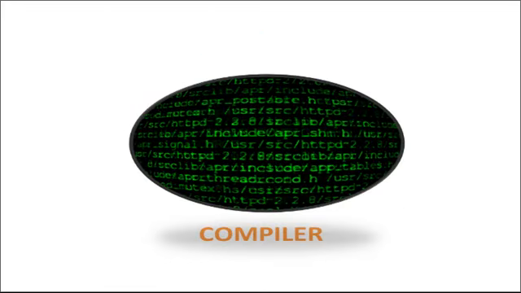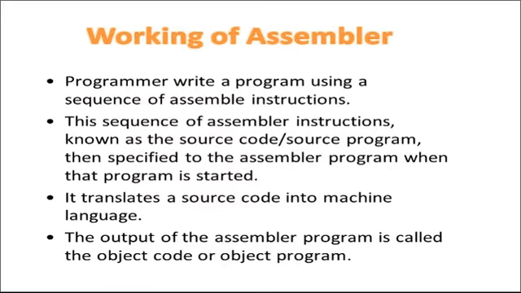How does the assembler work? The programmer writes a program using a sequence of assembly instructions. This sequence of assembler instructions, known as the source code, is then specified to the assembler program when that program is started. It translates the source code into machine code. The output of the assembler program is called the object code or the object program.